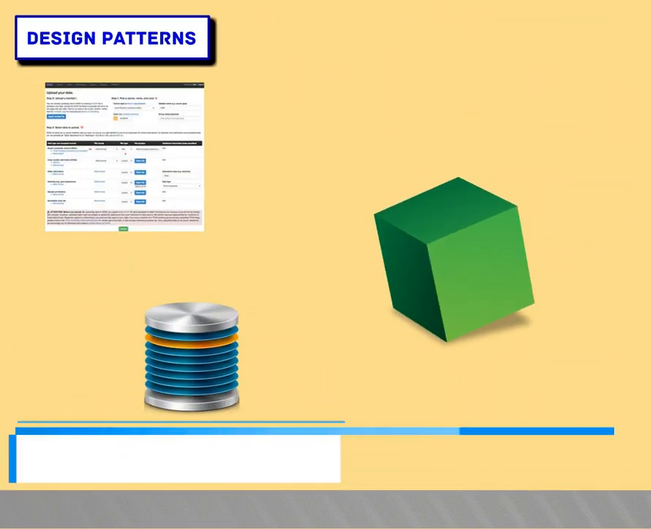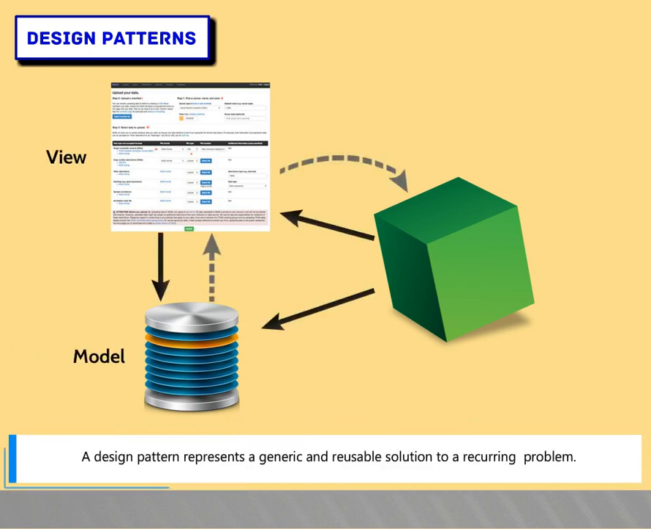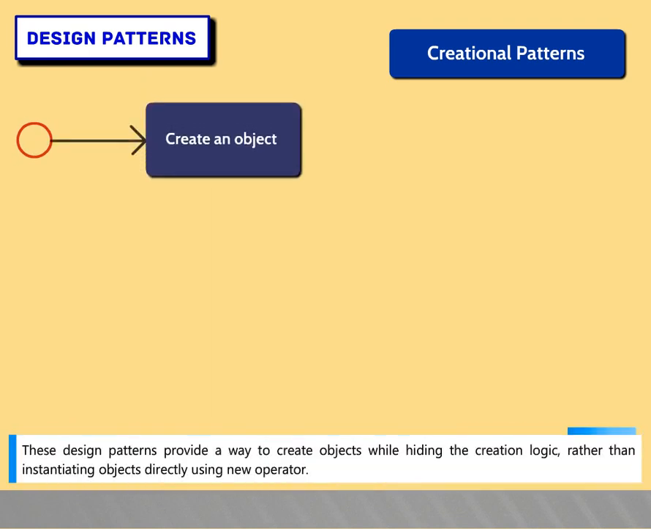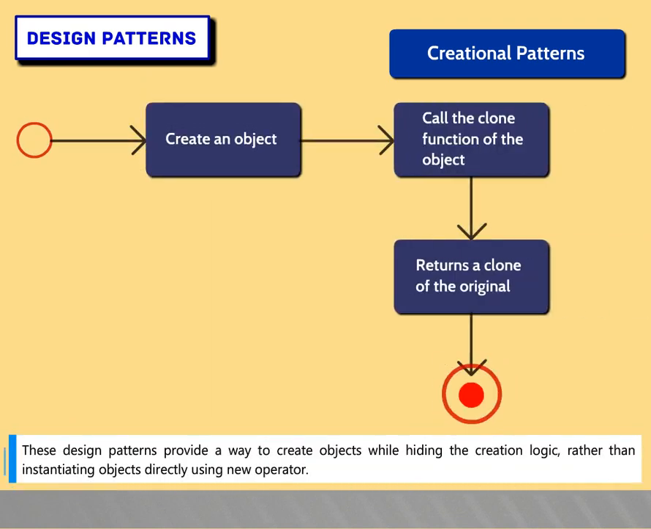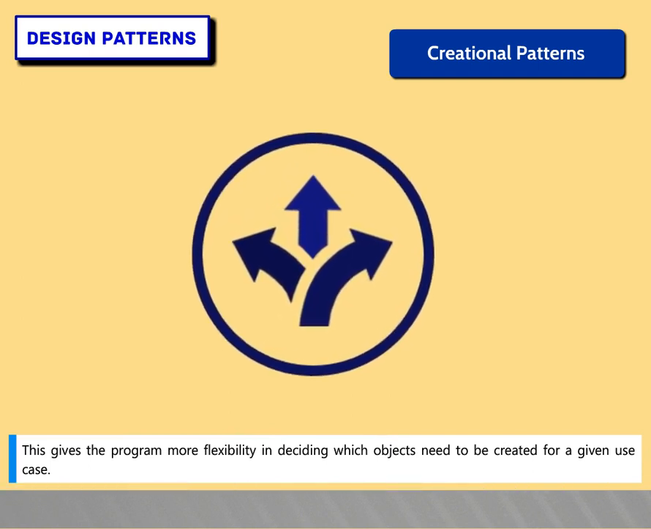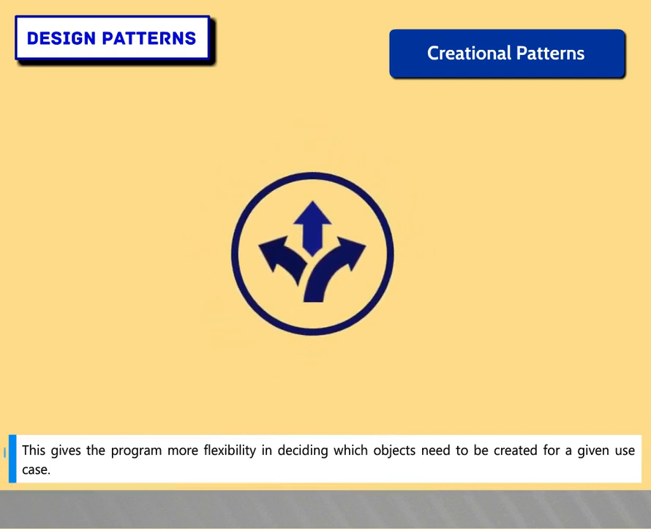Design patterns. A design pattern represents a generic and reusable solution to a recurring problem. Design patterns were first published by Gamma in 1995, who separated them into three distinct groups. Creational patterns. These design patterns provide a way to create objects while hiding the creation logic rather than instantiating objects directly using the new operator. This gives the program more flexibility in deciding which objects need to be created for a given use case.